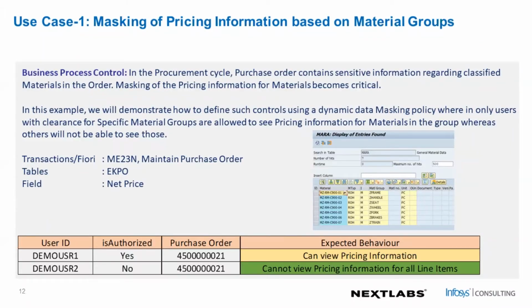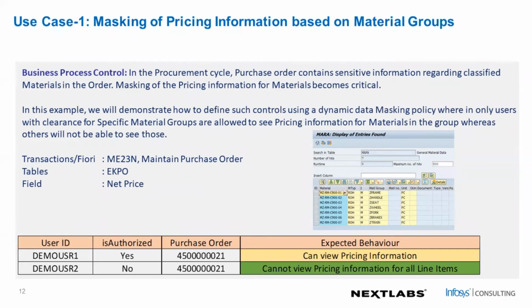Now, let's jump into the first scenario here. I have use case 1, masking pricing information based on material groups. We are going to see how different material pricing information is masked in the SAP system based on the material groups that the users have been assigned to.